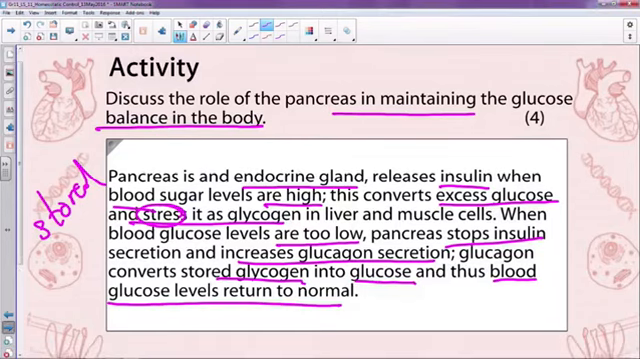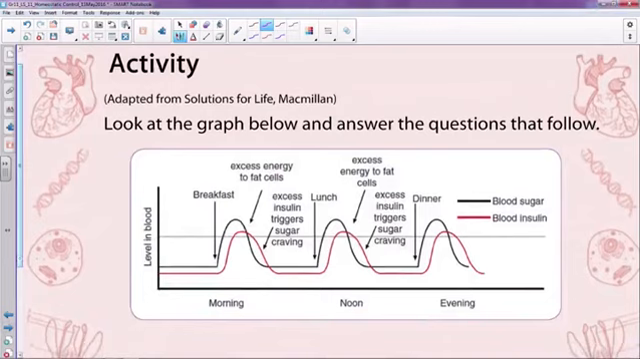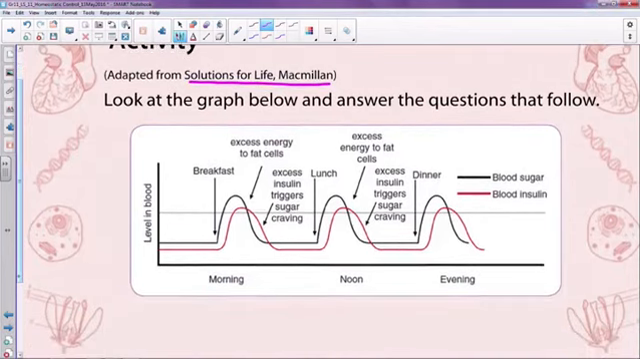So what we're going to do is I'm going to jump to the next activity, and this is adapted from Solutions for Life Sciences by Macmillan. Let's look at the graph below and answer the questions that follow. Here we have a graphical illustration showing the diet of somebody in the morning, noon, and in the evening.